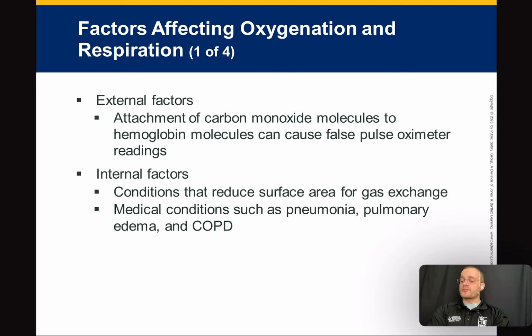An external factor that can affect oxygenation and respiration is carbon monoxide. We've talked about this quite a bit. Remember that CO, carbon monoxide, can bind to hemoglobin and cause a false pulse oximetry reading. You might be thinking, wow, I've heard this 10 times, I got it. And if you're not, let me explain this one more time. This is very important. This is heavily tested. We're going to talk about it even more because it's very important to understand why this happens.